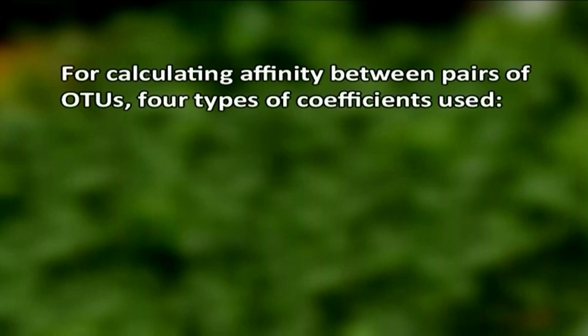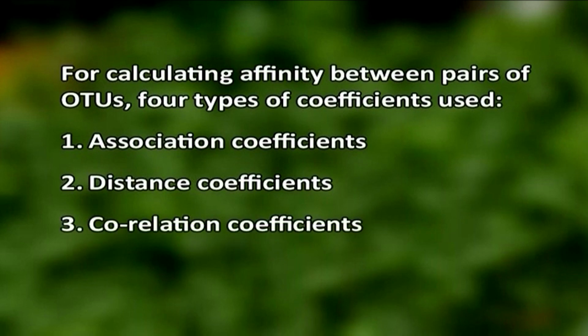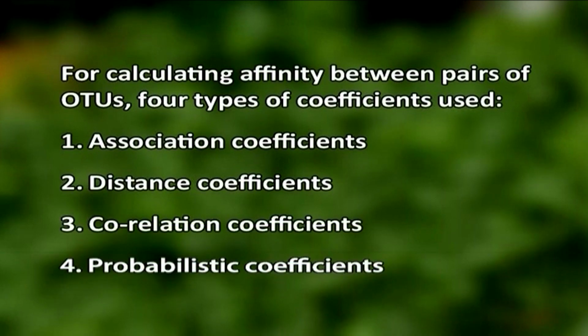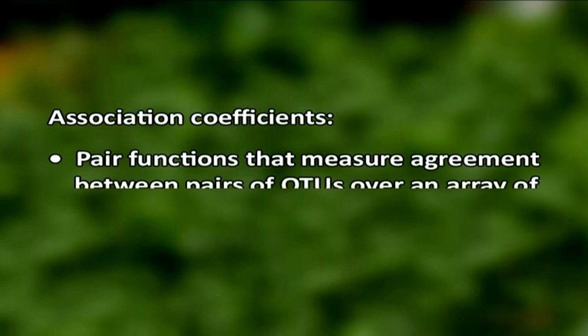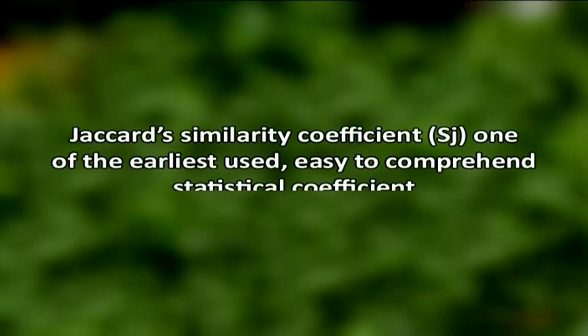Now, the calculation of affinity between OTUs. For calculating affinity between pairs of OTUs, four types of statistical coefficients are used. First is the association coefficients, second distance coefficients, third correlation coefficients, and four probabilistic coefficients. Association coefficients, these are pair functions that measure the agreement between pairs of OTUs over an array of two-state or multi-state characters. Jaccard's similarity coefficient is one of the earliest used and easy to comprehend statistical coefficient.